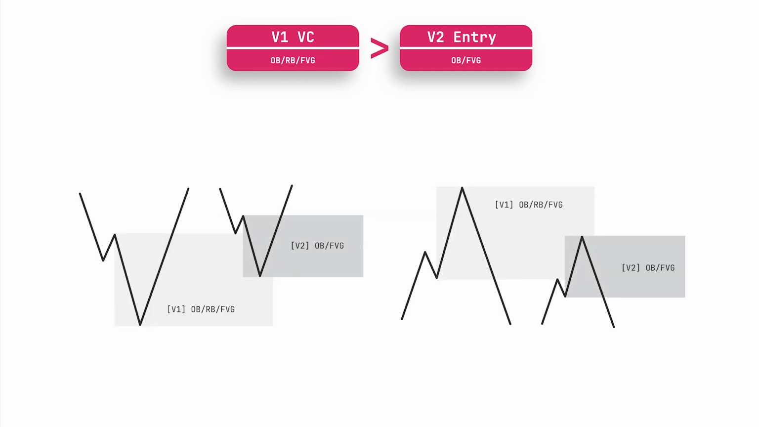Logical element number 6, V1 volume confirmation greater than V2 entry. The same logic as in the previous example, except that the first variable is one of the volume tools we use: order block, rejection block, or fair value gap.